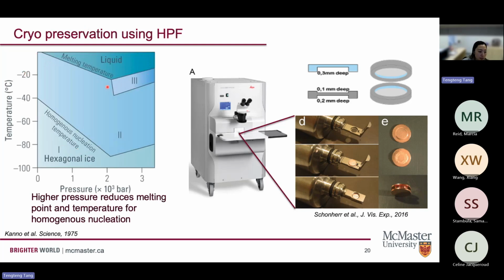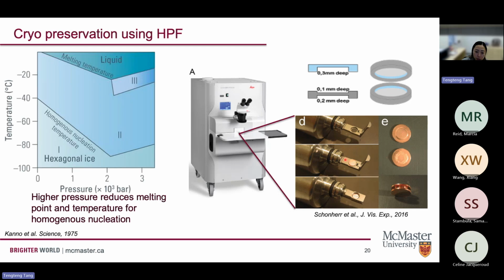So as you can see in this diagram, when we increase the pressure up to a point, this is about 2000 bar, we can significantly lower the freezing point of the ice. So typically for high pressure freezing, as demonstrated here, what you do is you will cut out a thin slice of tissue, typically thinner than 300 micrometer, and sandwich the tissue between the two planchettes. And this is how the planchette looks like.